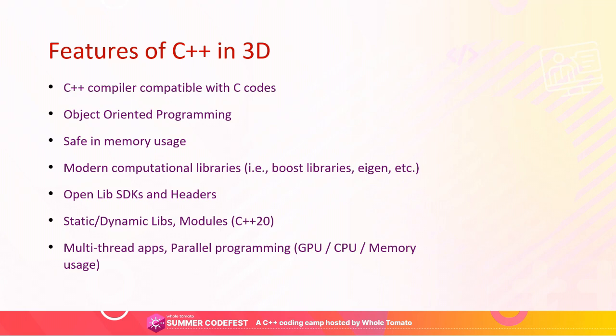It is safe in memory usage and CPU usage, and it has many modern computational libraries for analysis and other 3D operations like rotation, using matrices, vectors, etc. For example, Boost libraries and Eigen libraries are such examples. It has many open-source SDKs and headers, and it has static and dynamic libs and modules in C++. There are multi-threaded applications and parallel programming in C++, so it is very important to use all the power of your hardware.